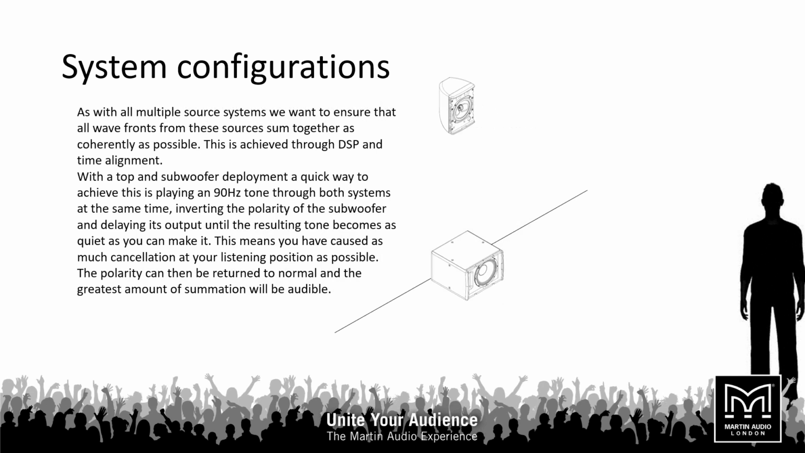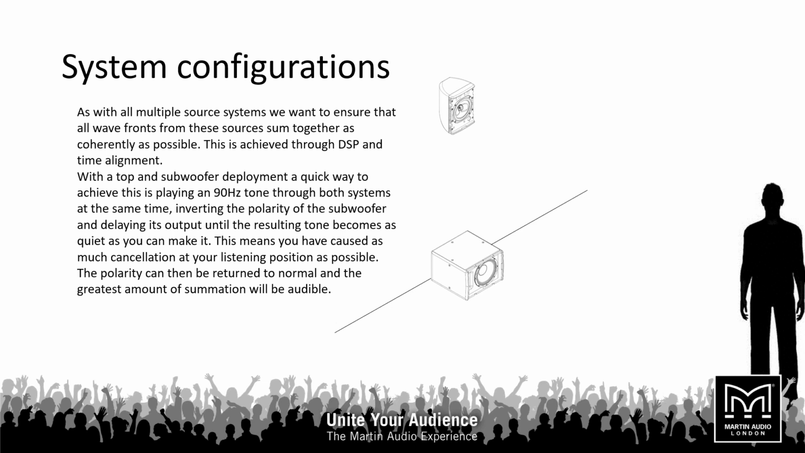And of course, with all multiple source systems, time alignment is an important factor to the coherence of the system itself. So we've managed to get rid of this issue with a coaxial loudspeaker, but of course, as soon as you add a subwoofer, we're now introducing another crossover, and therefore we're going to have some difference in arrival time in that crossover band. So the easiest way to deal with this, if you don't have any RTA software or measurement microphones with you, is to play a tone right in the middle of that crossover band, so it's coming out of both loudspeakers.